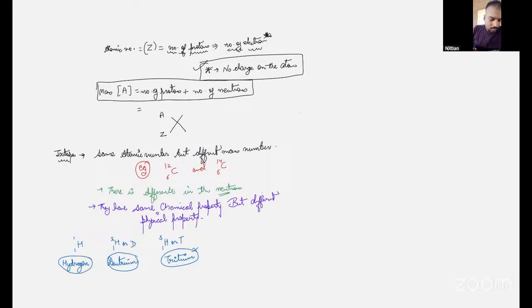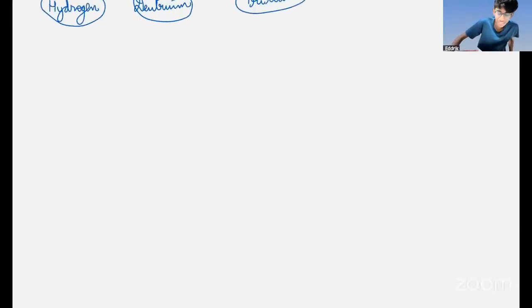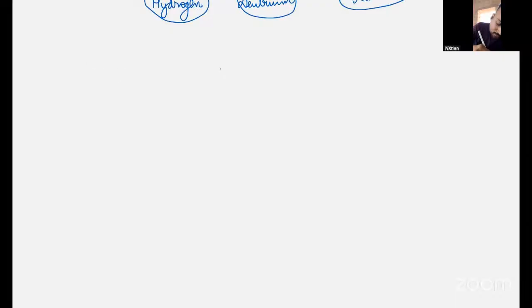Okay, so now we'll talk about isobars. What are isobars? Can you tell me? Isobars will have the same mass number but different atomic number, like C-14 and N-14. Correct.